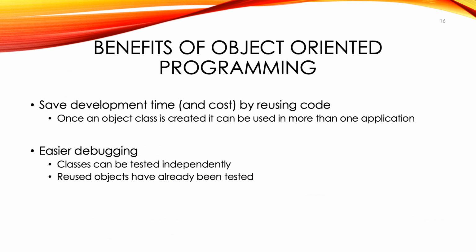Now let's talk about some benefits of object-oriented approach. It will save the development time and cost by reusing the code. As we said, we create the class once and then we can instantiate number of objects as we need. It's also easier to debug because classes are tested independently from objects. Another thing, it's easier to develop using objects because it's closer to the human nature. We think in objects because real life has entities and objects.